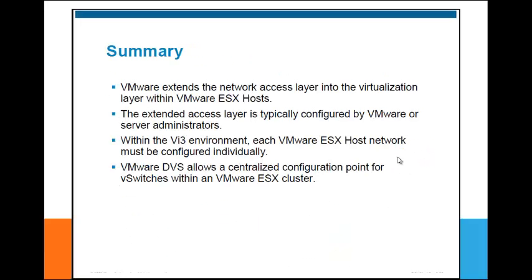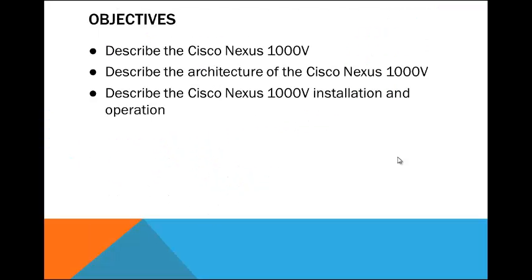Alright, so this gave a good understanding, an introduction to 1000V. Before 1000V, we looked at how the distributed switches and vSwitches were and what they were doing, and we really went deep into it. The next chapter is about 1000V.